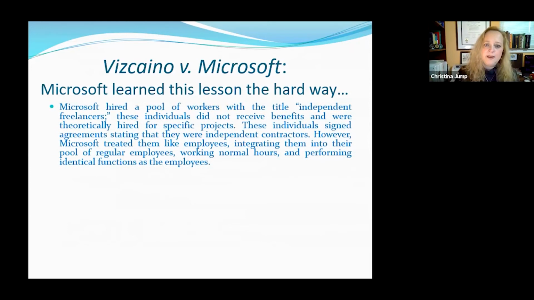Microsoft had hired a big pool of workers with the title independent freelancers, and these individuals did not receive health benefits. They were theoretically hired only for specific projects, and they signed agreements saying that they recognized that they were independent contractors. All good, right? However, Microsoft treated them like employees, integrated them into the pool of regular workers. They worked normal employee working hours, and they performed identical functions that the employees did.